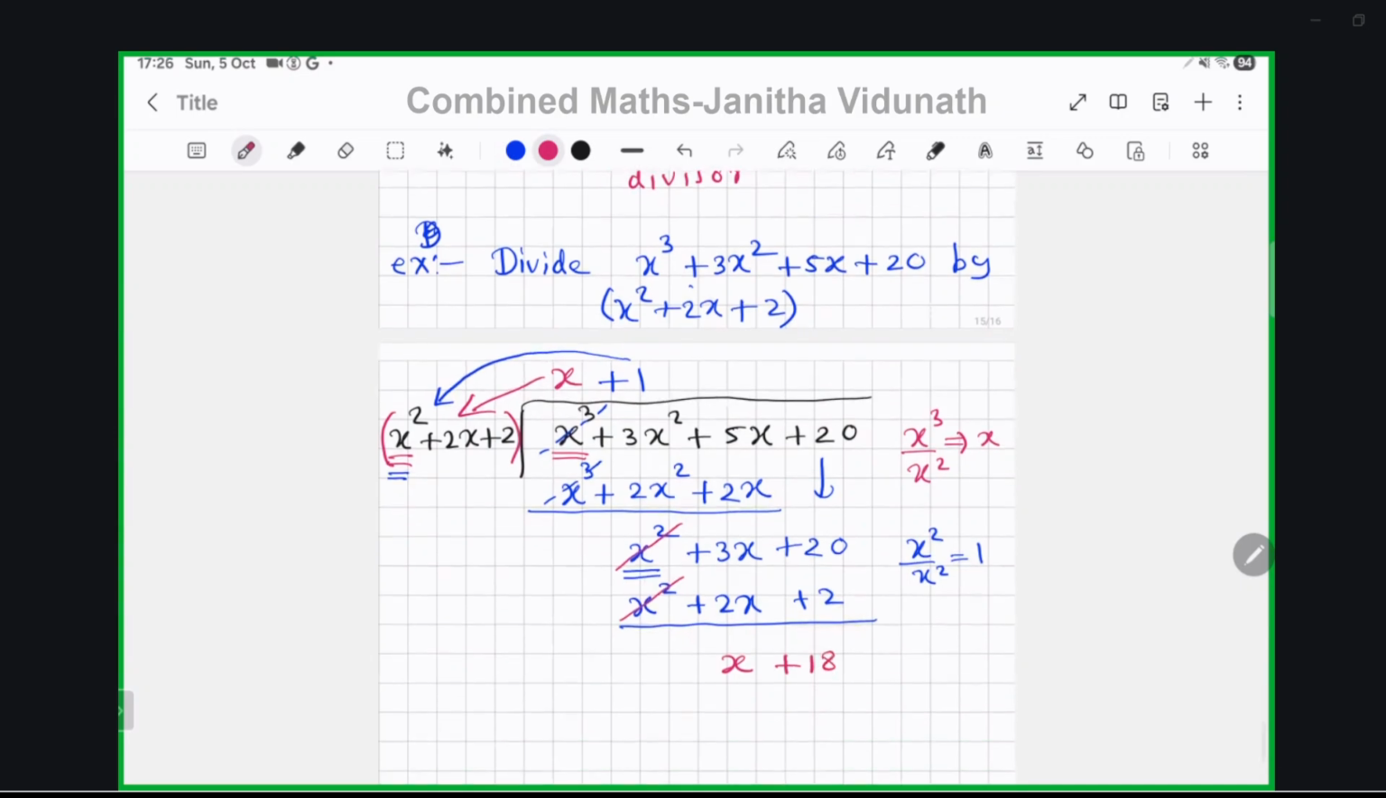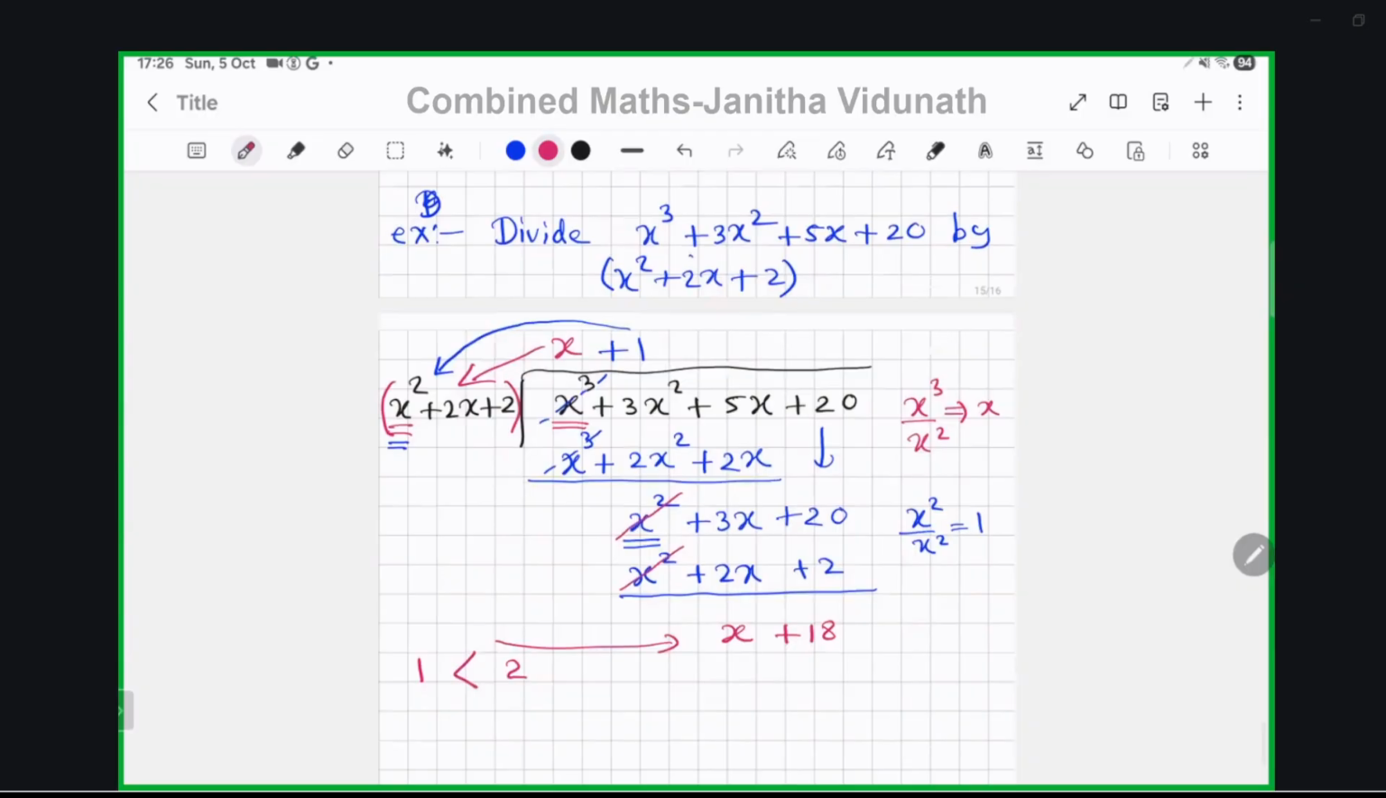Now, degree of this is 1. Degree of x plus 18 is 1. Degree of the divisor is 2. Now, degree of divisor is greater than the remaining term. Then we need to stop our operation. Then this is the remainder.